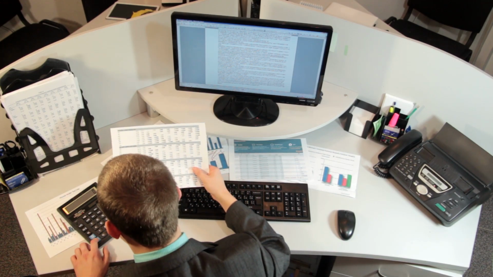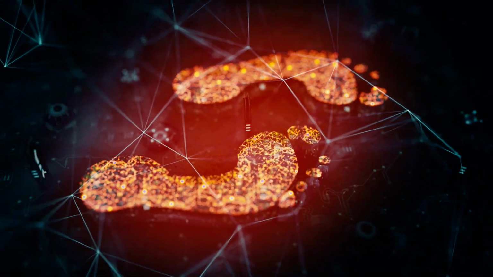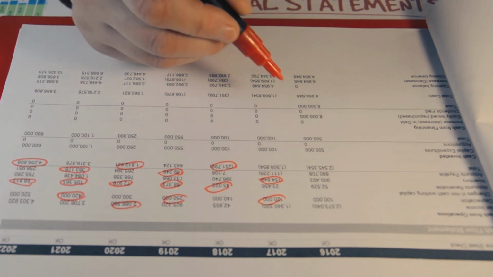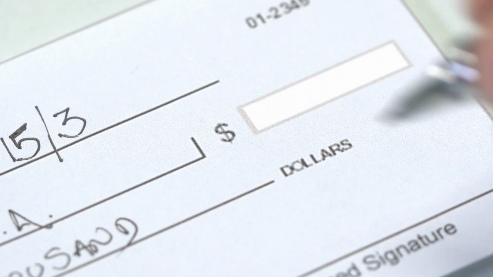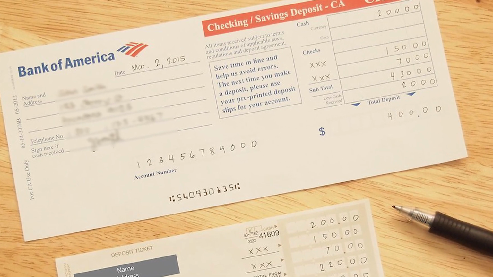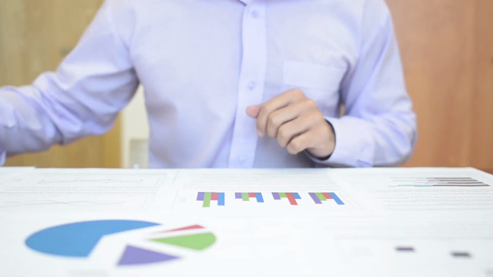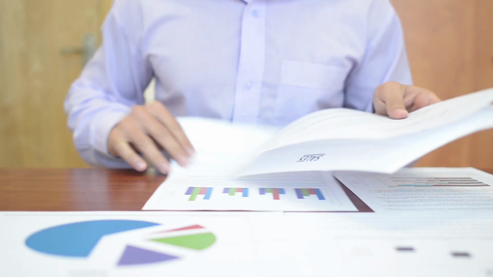Investigators must review transaction data to identify suspicious patterns or behaviors. The transaction data come from a variety of financial documents like bank statements, checks, wire transfers, deposit slips, invoices, etc. As they gather information, investigators must take detailed notes and organize their findings in a clear and concise manner.